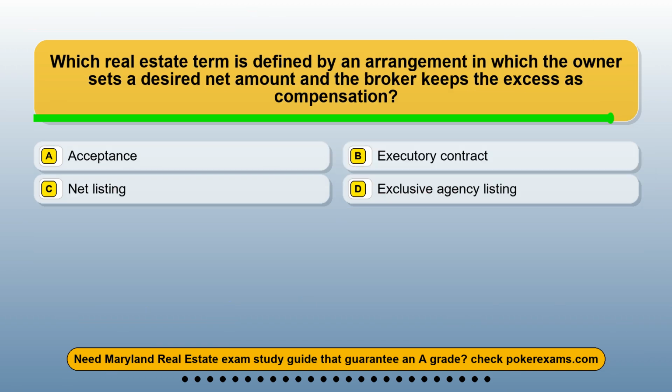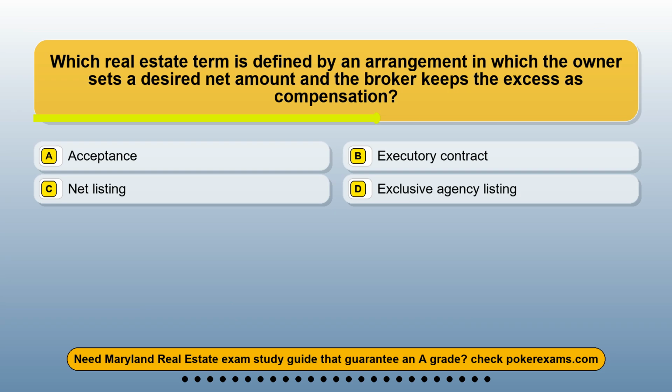Question 25. Which real estate term is defined by an arrangement in which the owner sets a desired net amount and the broker keeps the excess as compensation? Option A, acceptance. Option B, executory contract. Option C, net listing. Option D, exclusive agency listing.